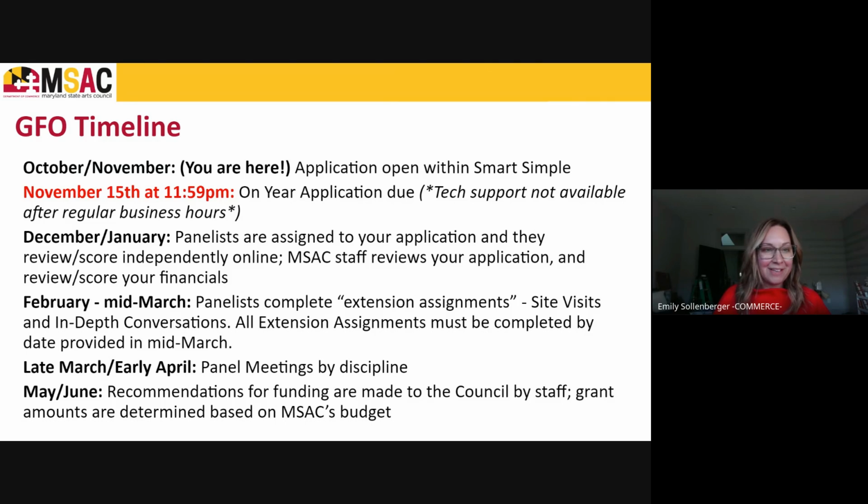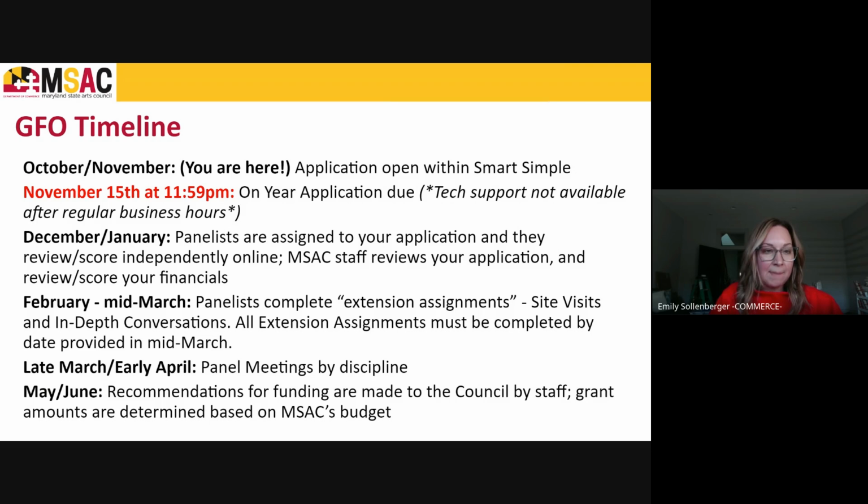All right, so what does this look like in terms of a timeline here? We had a lot of pieces we just discussed, but here's what it looks like if you're planning your calendar out. Right now, we're October 17th. So the application is currently open in Smart Simple, so you have access to that now. You can start your draft at any time. Again, the application for the on-year is due November 15th by 11:59.